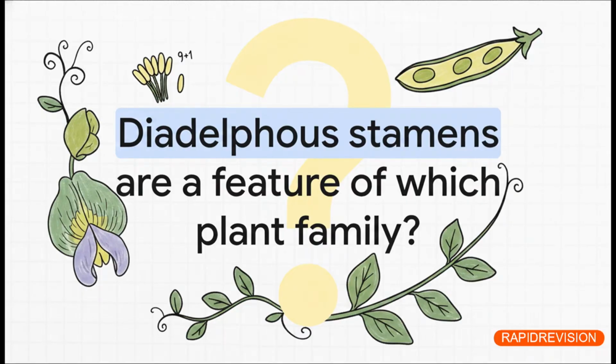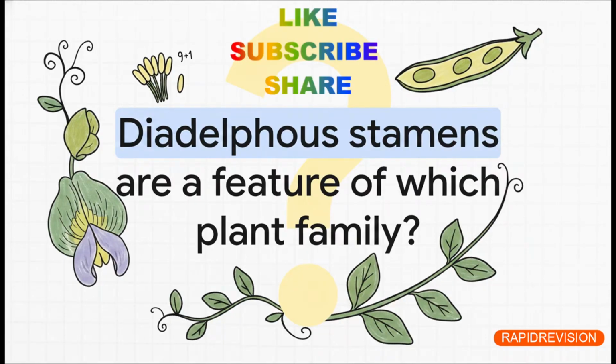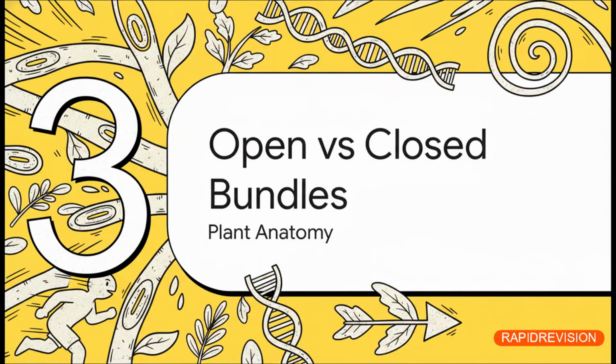Because we already know that the 9+1 fused bundle arrangement is their absolute unique trademark. Keep the pacing urgent, Bacon. We are sprinting straight into the anatomy section now. Chapter 6. Open versus closed bundles.